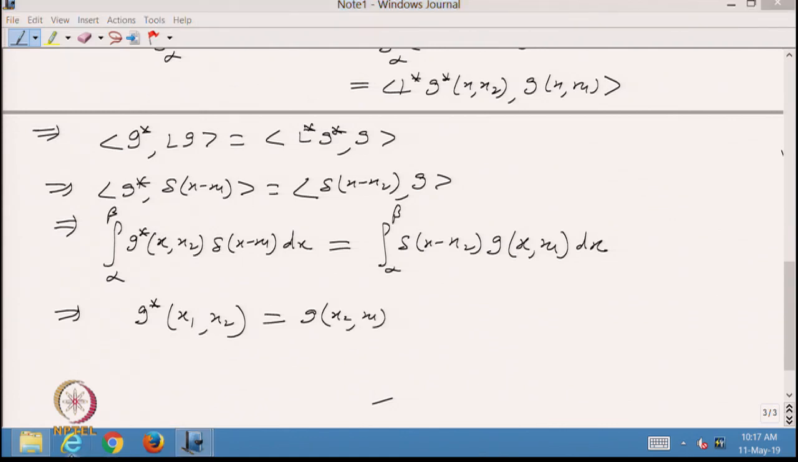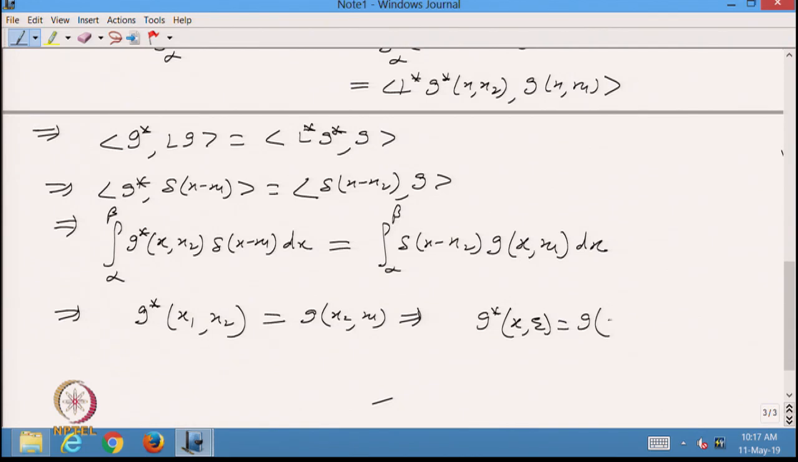So, from here I can say that we can write G star of x and xi is equal to G of xi and x. So, now this is the relation between the Green's function of the linear differential operator and the Green's function of its adjoint. You can see that if we are able to find the Green's function for the linear operator, then I just interchange the variables x and xi, and that should be the Green's function of the corresponding adjoint operator.